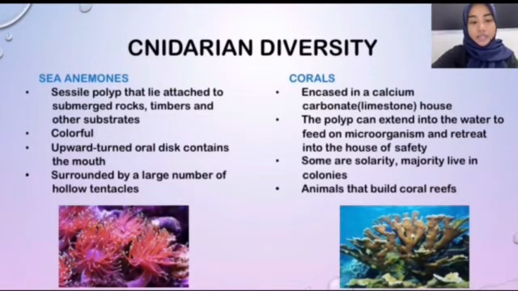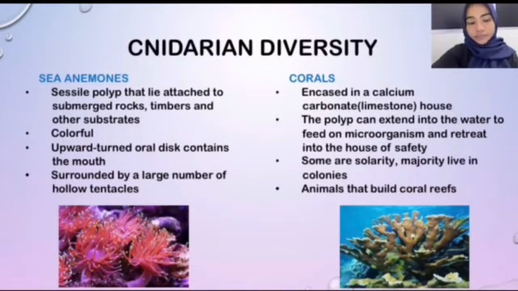So the first one is sea anemones. Most sea anemones range in size from 0.5 to 20 centimeters in length and 0.5 to 10 centimeters in diameter. They are sessile polyps that lie attached to submerged rocks, timbers, and other substrates. They are also so colorful. Upward turned oral discs contain the mouth. It is also surrounded by a large number of hollow tentacles.